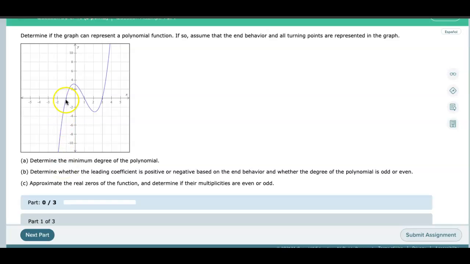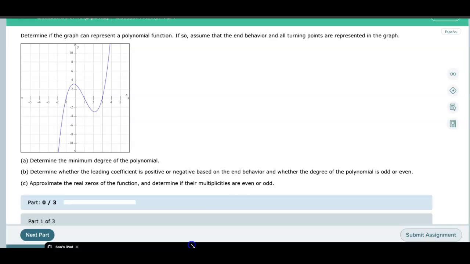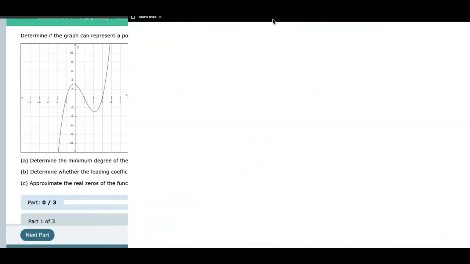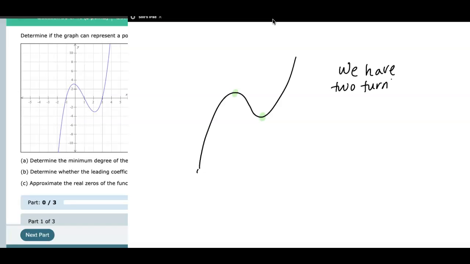Now look, how many turning points do we have? I like to draw stuff. Let me draw that. Look at the graph. The graph is a curve. So we have 1 turning point and 2 turning points. So that means the degree must be bigger than 2.